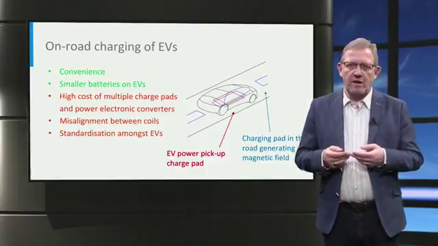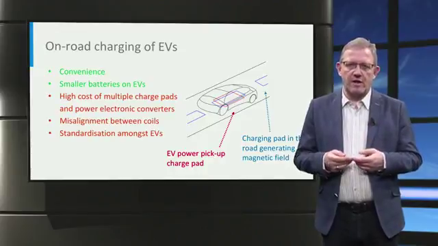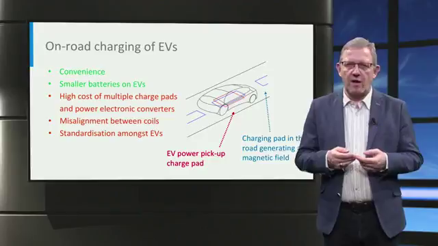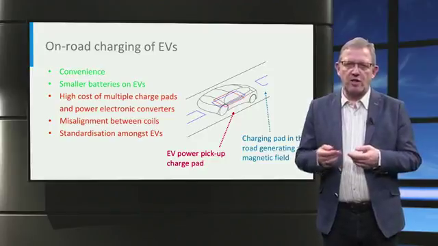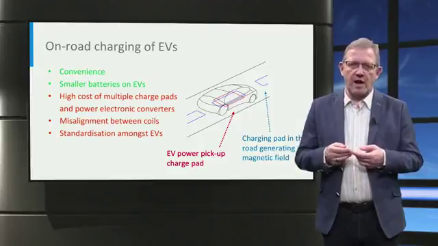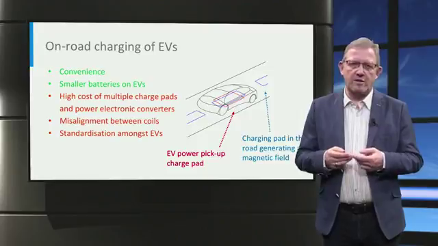On the flip side, on-road charging has the disadvantage of a relatively higher cost. The efficiency of the system is reduced when there is misalignment between the base charging pad in the road and the vehicle charging pad. The civil works to install the system underneath the roads are large, and the system requires standardization across the electric vehicles.